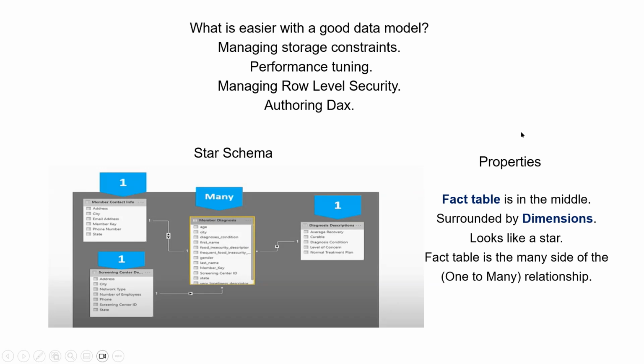Now we go into the different types of data models that we have. The first one and the simplest one, the one that we always aim for when we are building a report afresh from scratch, is called the star schema. It looks like this: you have the fact table in the middle, and then you have the dimension tables surrounding it to look like a star. In the middle here, we have a member diagnosis. So this information here is hospital information.